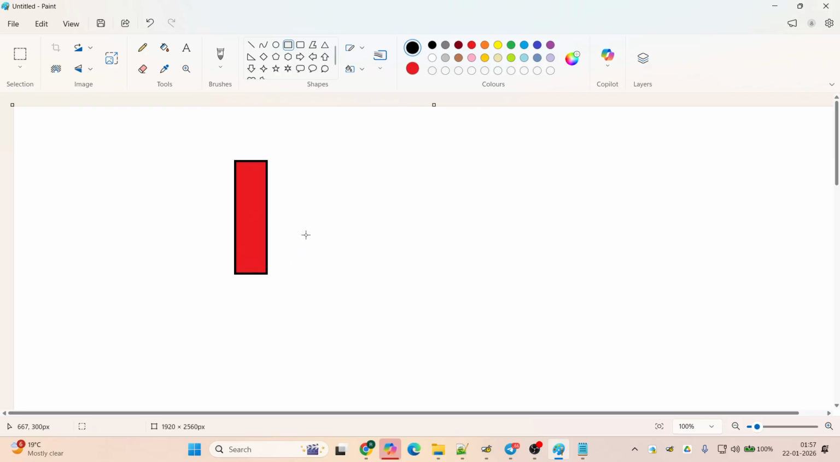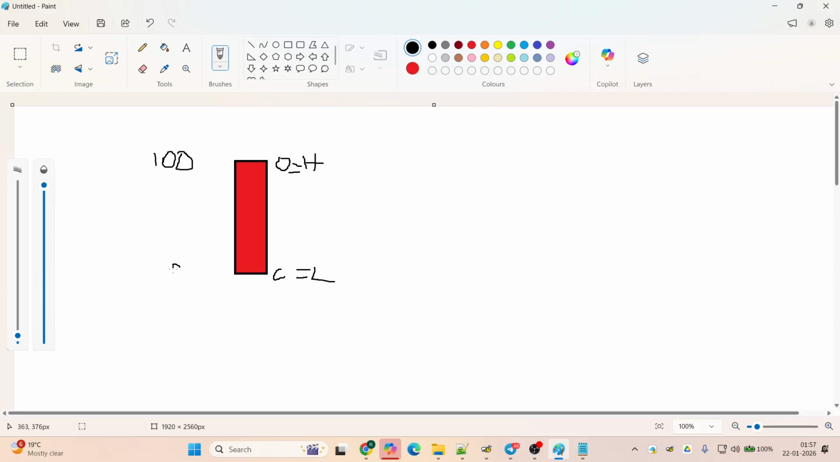So consider this price. Since this is a bearish candle, this will be the open price, which will be the same as the high price, and this will be the close price, which will be equal to the low price, right? Because it's a Marubozu candle. Okay, now let's say this open price is 100. Okay, and the closing price is 90.